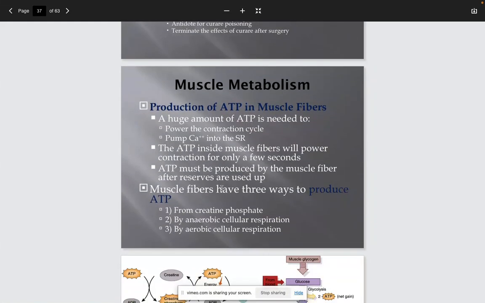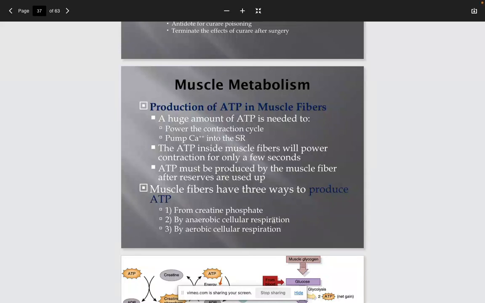Muscle fibers have three ways to produce ATP, including from creatine phosphate. If you are familiar with creatine supplements, this is a way for our muscles to generate ATP. ATP is needed for work. It's the energy currency of the cell. Then there's anaerobic cellular respiration, which is important because it doesn't require oxygen and yields fewer ATP molecules, and aerobic cellular respiration, which requires oxygen and thus generates more ATP.